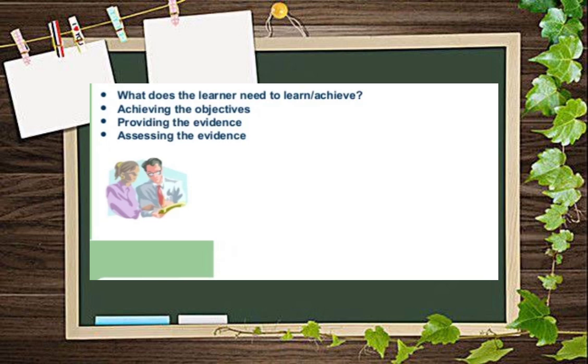First, what does the learner need to learn? One, with a prescribed contract, the learning outcomes or objectives will have been specified. These then become the basis for the learning contract. Two, with a self-directed contract, learners set their own objectives.